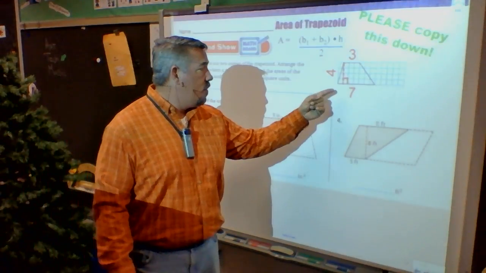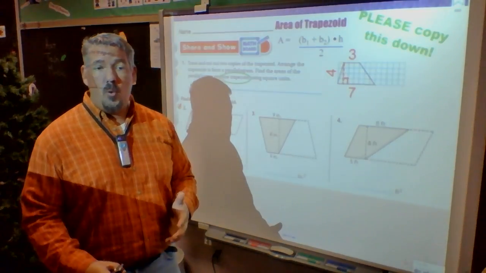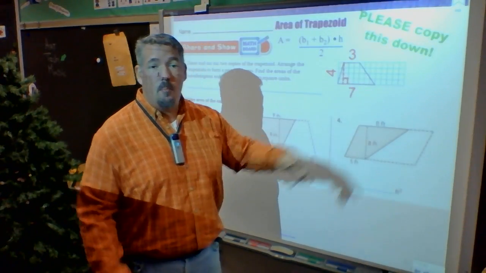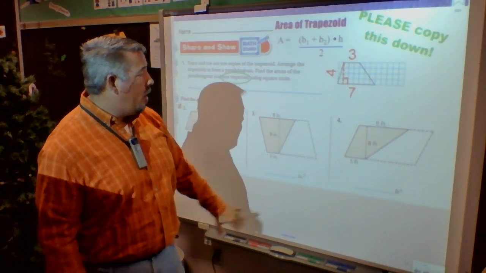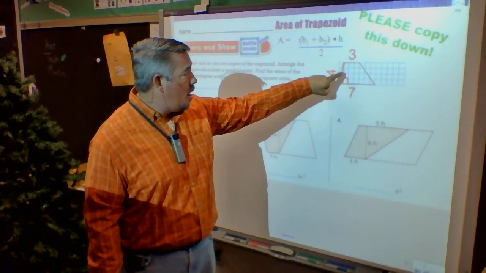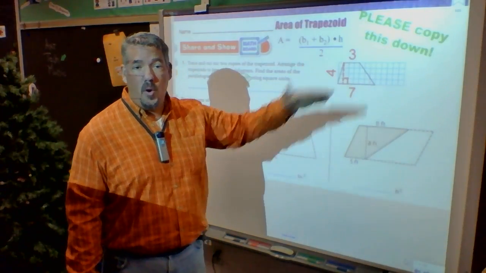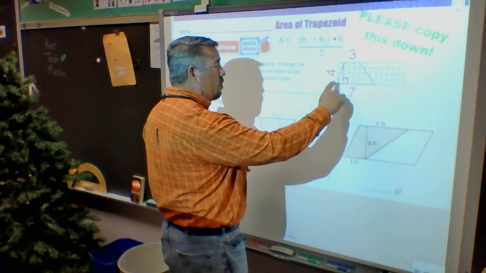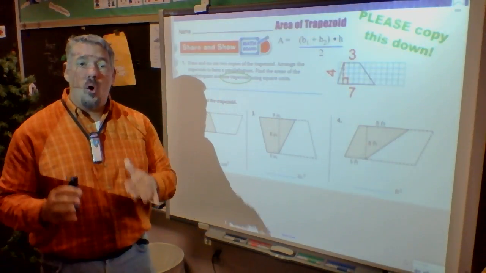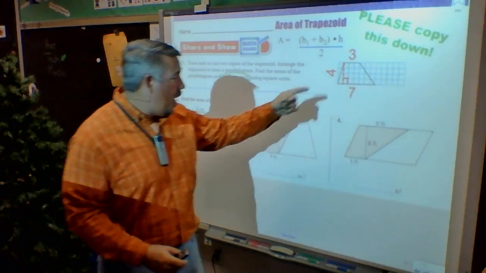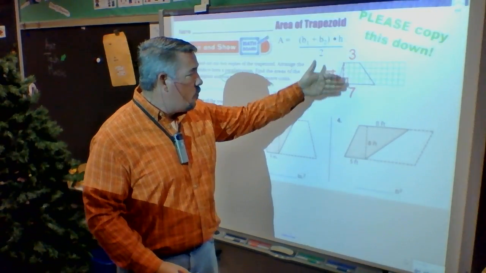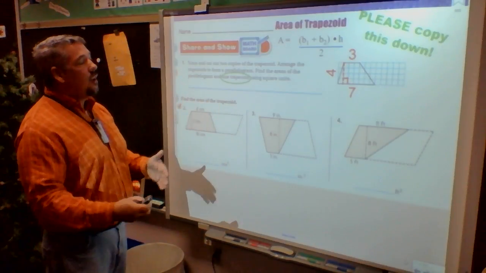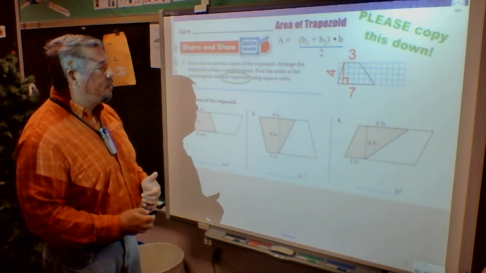What is the base 1? The base 1 at the bottom, when you count, 1, 2, 3, 4, 5, 6, 7 boxes are used. When I go to my base 2, which is at the top, 1, 2, 3, there are 3. I've shown that. And then I did the dotted line with my right angle to indicate that I know that's my height. And my height takes me from bottom to top, which is 4 units. Then I'm going to plug it into the formula that I have.